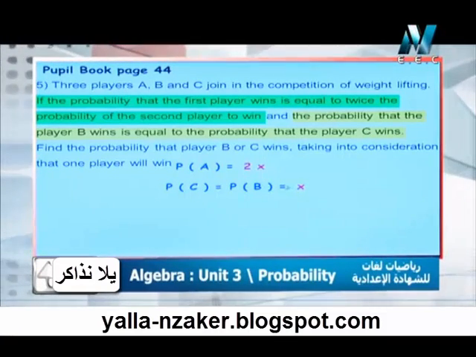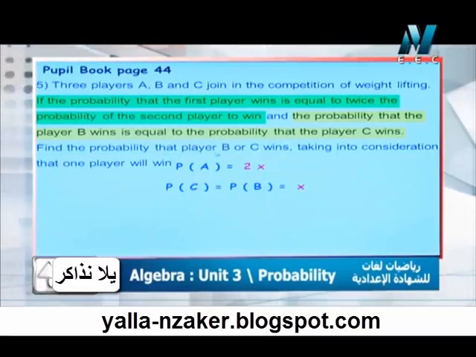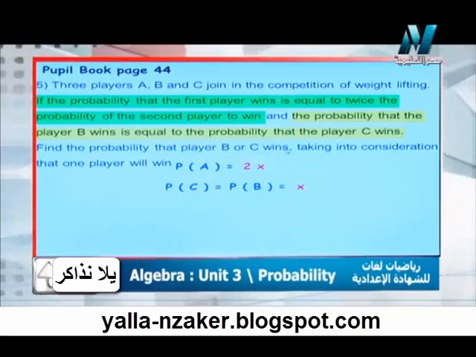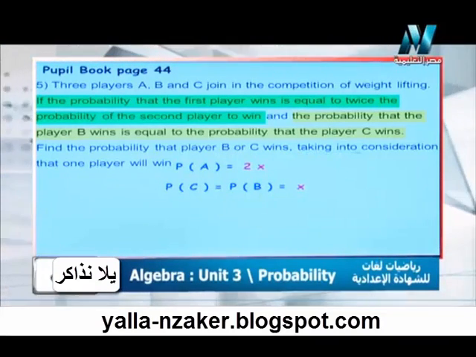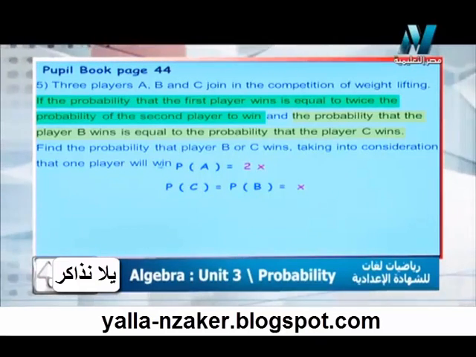Then what does the question require from me? The required here says: find the probability that player B or C wins. Look at the next sentence: taking into consideration that one player will win. One player will win, not 2.